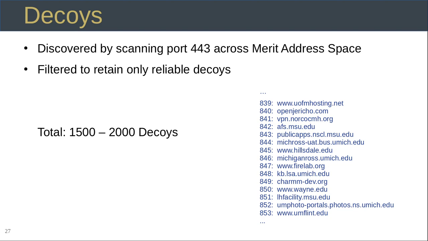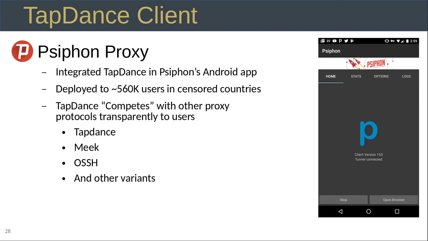Now, the final piece is the clients. We need clients to be using TapDance and connecting to the system. The way that we went about doing this is by integrating with the Psiphon proxy Android application. This allowed us to include around 600,000 users in censored countries around the world to test the success of the TapDance system.